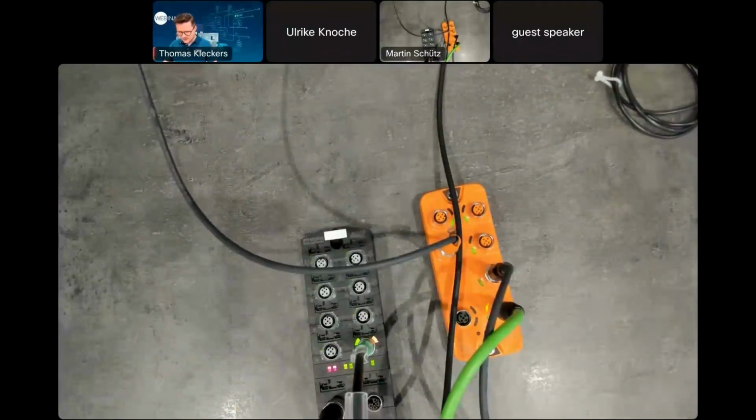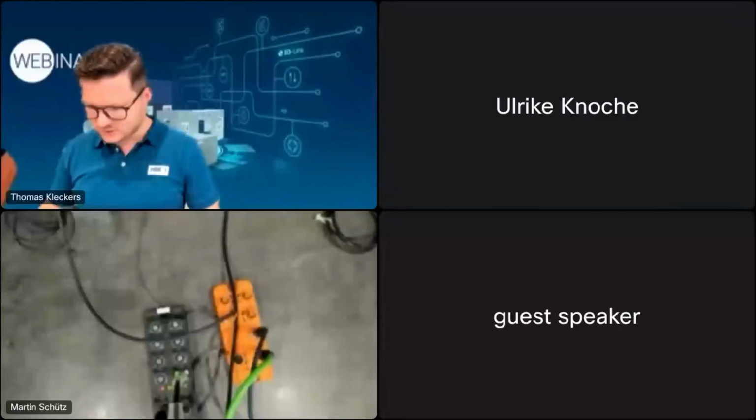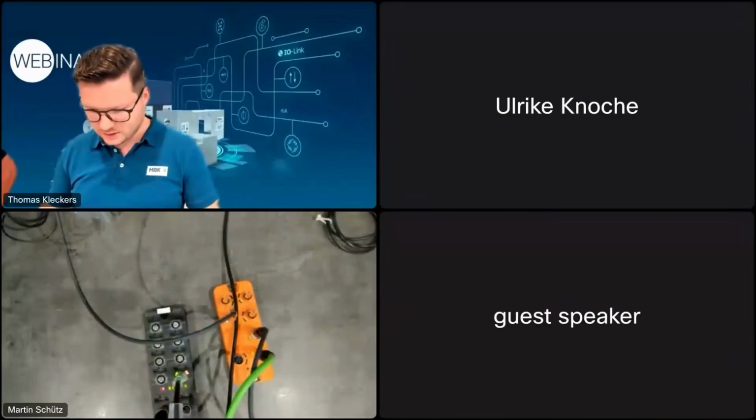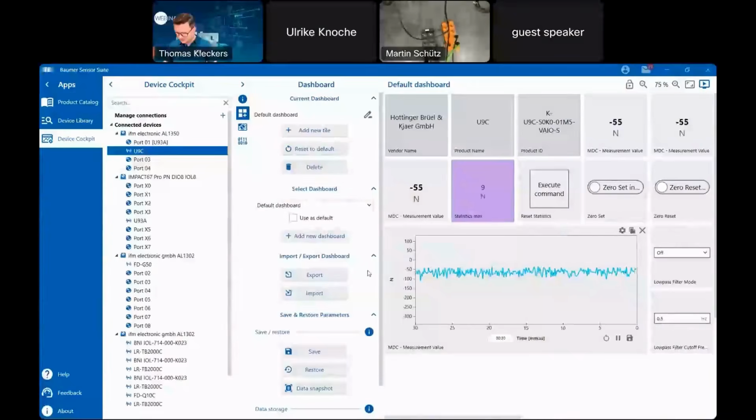So now I have to switch back to our sensor suite, the engineering tool. So let me see which sensor we have connected. So we have a U9C in this drop ball test device. So you see here it's connected. And now we wait what happens when the ball drops. And so the quick recognition here, if you have detected it, it states the statistics max tracking as 5,800 Newton detected from the drop ball.